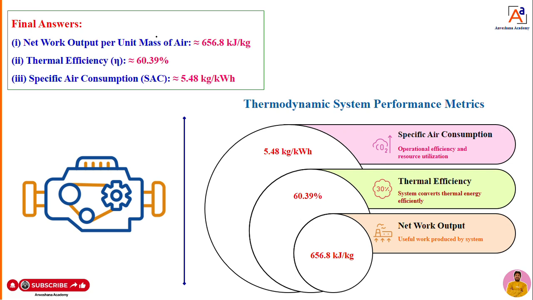Final answers you have to mark, dear students. Now what are the final answers? Network output is 658.8 kilojoules per kg. Then thermal efficiency is 60.39 or 60.4%. Then specific air consumption is 5.48 kg per kilowatt hour. These are the final answers you have to mark at the last, dear students.